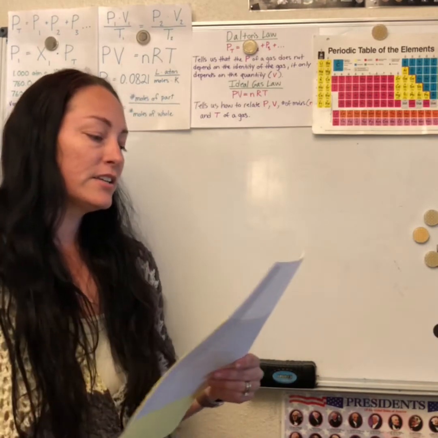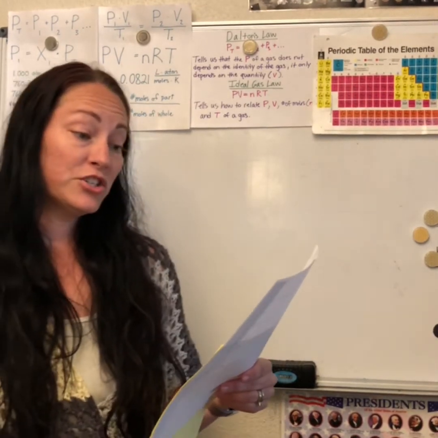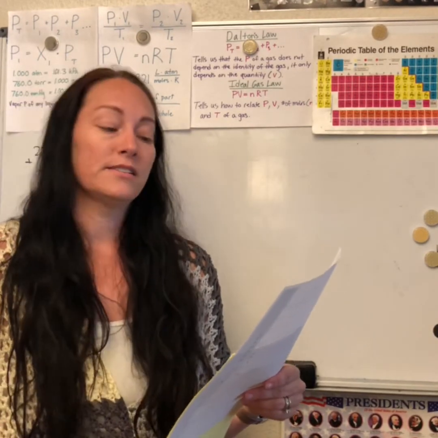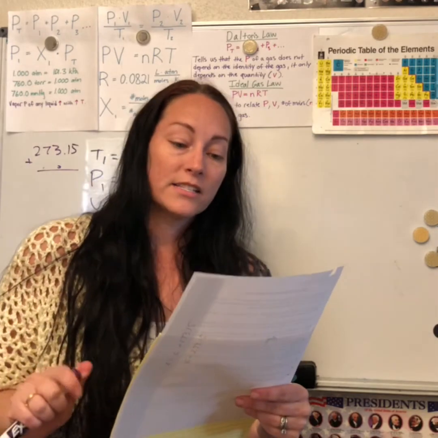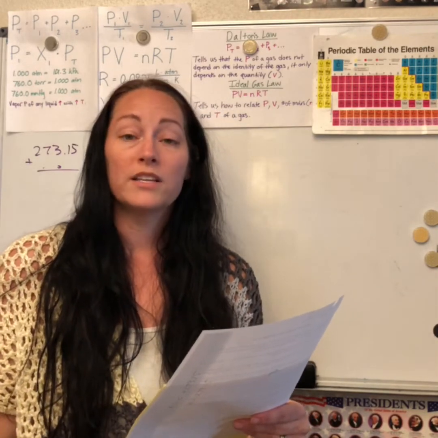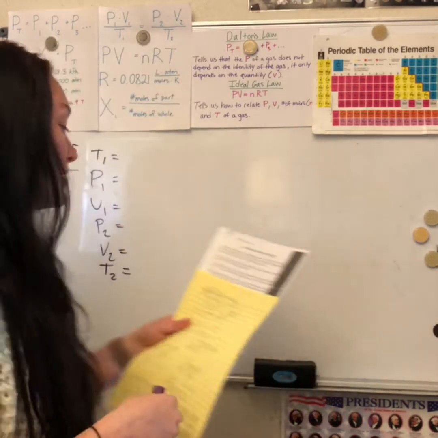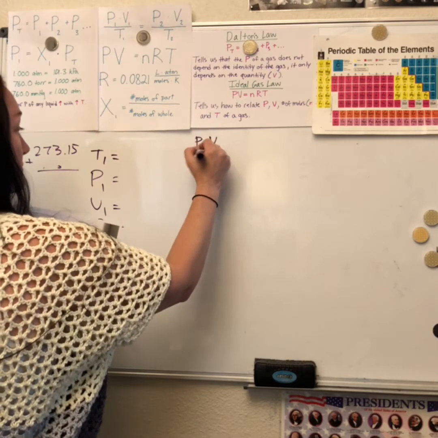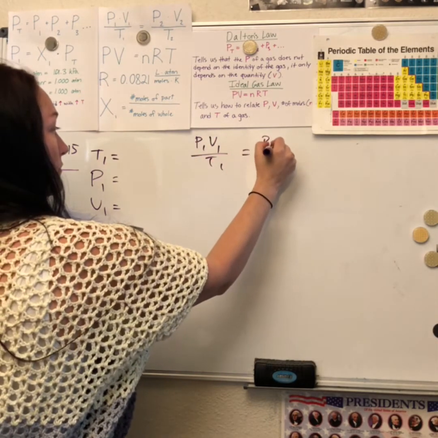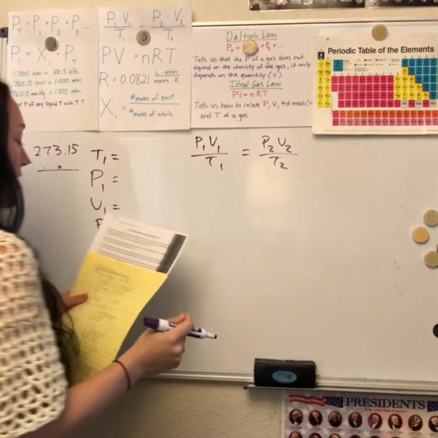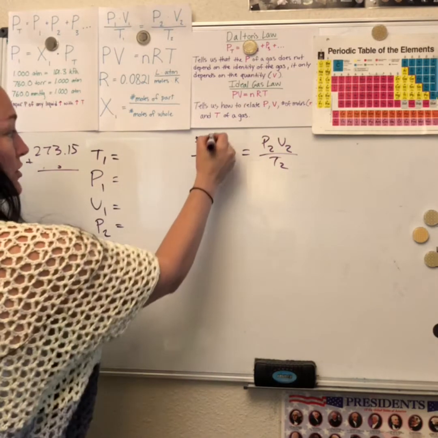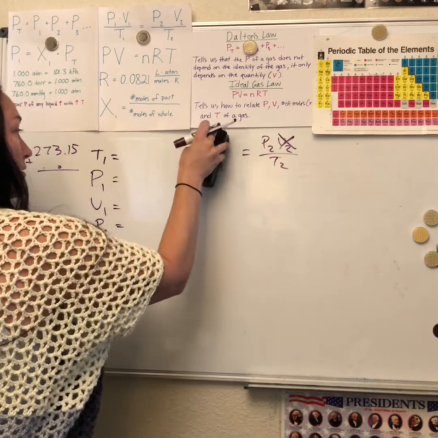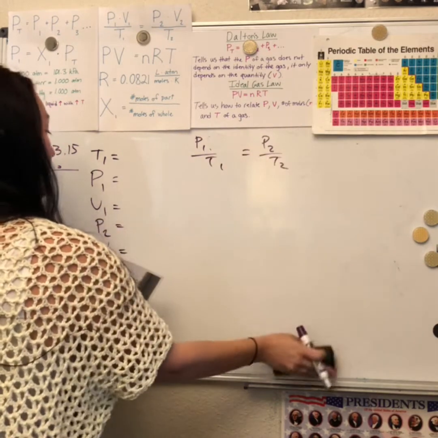Number 3 says a steel container with a volume that cannot change is filled with 123 atmospheres of compressed air at 20 degrees Celsius. It sits out in the sun all day and its temperature rises to 55 degrees Celsius. What is the new pressure? All right, so let's just plug our stuff in. They said the volume cannot change. So we get to get rid of that guy, okay? So we don't even need it in there.